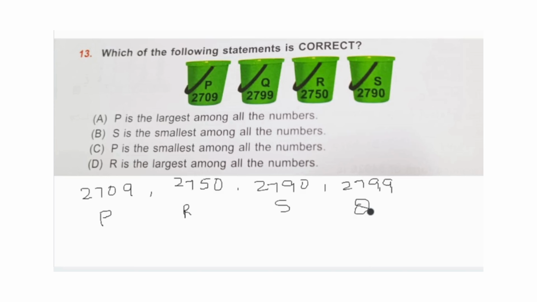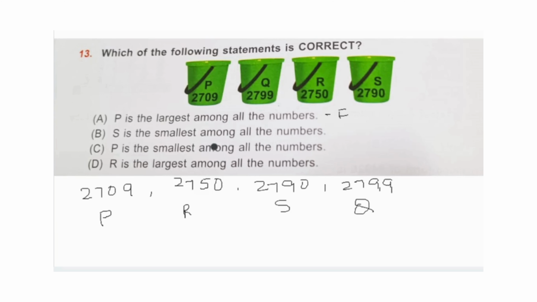Now that we have arranged all our numbers in ascending order, let's check each of the statements to see whether it is true or false. Option A is: P is the largest among all the numbers. Based on our evaluation, we have found out that P is the smallest number and not the largest number. So we can mark this as incorrect or false, right?